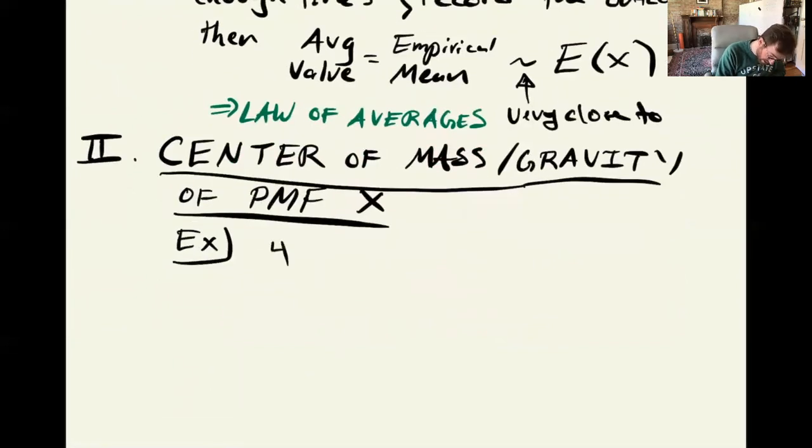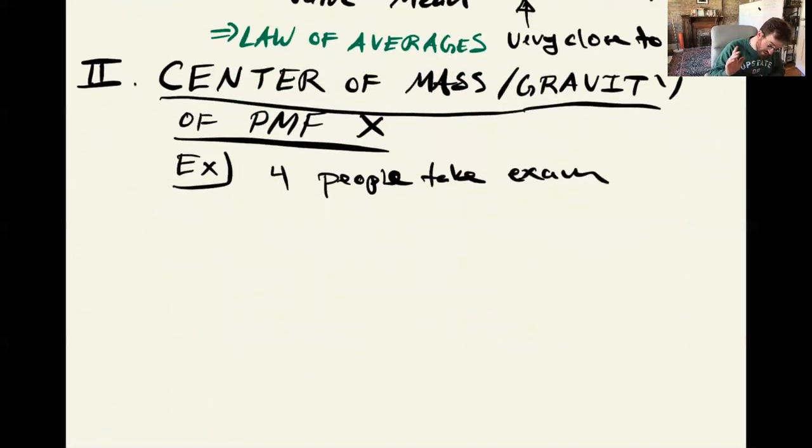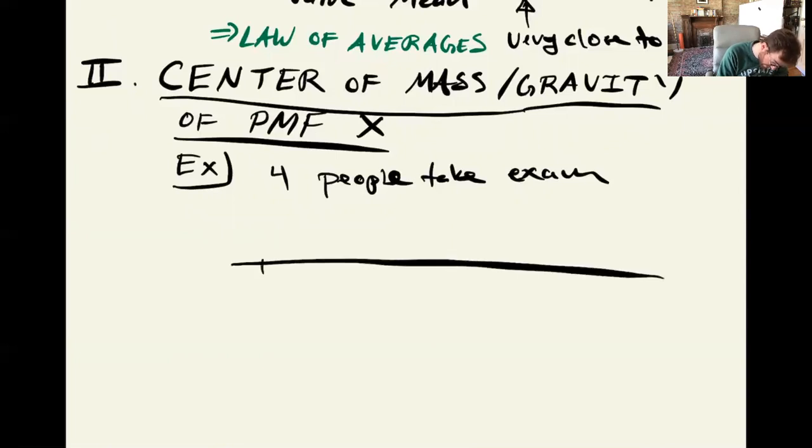So here, imagine again, I have 4 people who take an exam. And let's say the scores are a little different this time. I still have two people who get hundreds, but I've got somebody who gets a 20, another person gets a 40, so not doing so well. But again, there's always time to improve. So let's say here's 0, 10%, 20%, 30%, 40%, 50%, 60%, 70%, 80%, 90%, and 100.